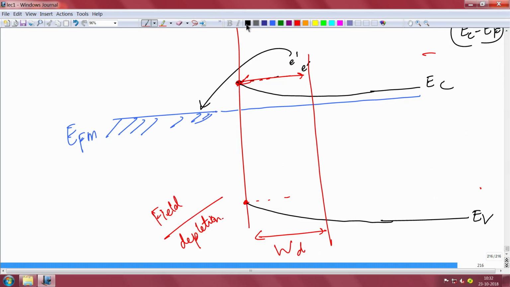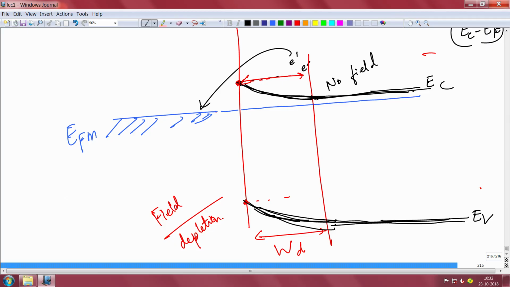Because you can see that there is a slope in the conduction band, there is a slope in the valence band, meaning there is a field there, and after this depletion region the bands are flat. So, there is no field here, no voltage is dropping, no depletion. The depletion only exists here. The field also exists in this region only, beyond that there is no depletion, there is no field, everything is in equilibrium, everything is nice.